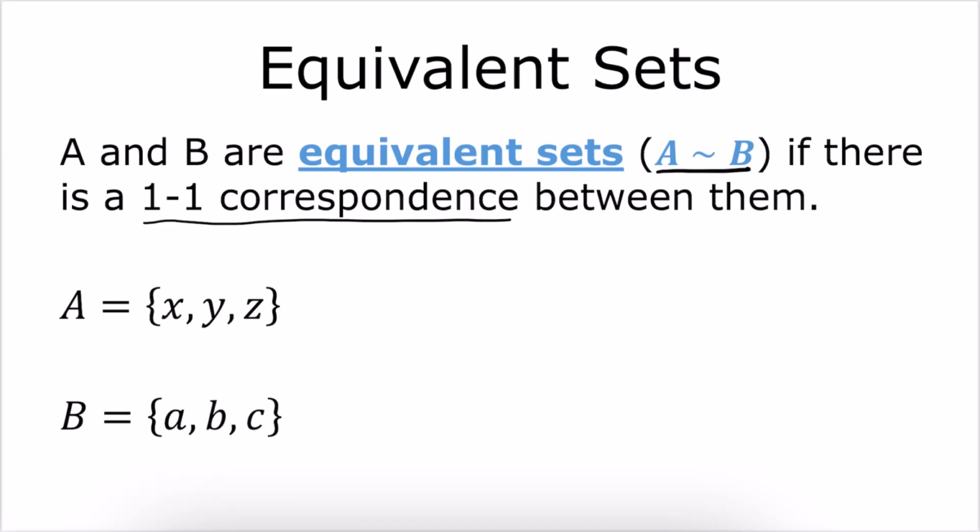So for example, a one-to-one correspondence could be, well, I'm going to match X up with A and Y up with B and Z up with C. That would be a one-to-one correspondence because each element in A is getting matched to exactly one element in B. And there's actually a lot of different one-to-one correspondences. Like you could also say I'm going to match X up to B and Y up to A and Z up to C. That would also be a one-to-one correspondence. So you actually don't even have to define what the one-to-one correspondence is to determine if they're equivalent. You just have to know that there is a one-to-one correspondence between them.